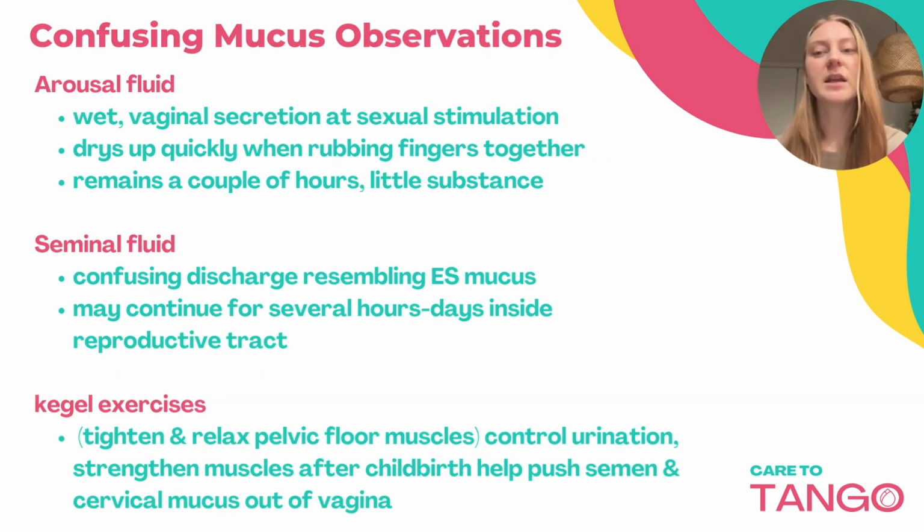Other considerations and things that might confuse your mucus observations are arousal fluid or seminal fluid. Arousal fluid is a wet vaginal secretion produced by the glands at the base of the vagina at the time of sexual stimulation, both physical or mental. These fluid qualities can help make intercourse comfortable, but one difference you might notice between this fluid and cervical mucus is that the arousal fluid dissipates quickly. So if you rub your fingers together, it should dry up fairly quickly. It can remain a couple of hours, but usually it's not a problem distinguishing it from cervical mucus.